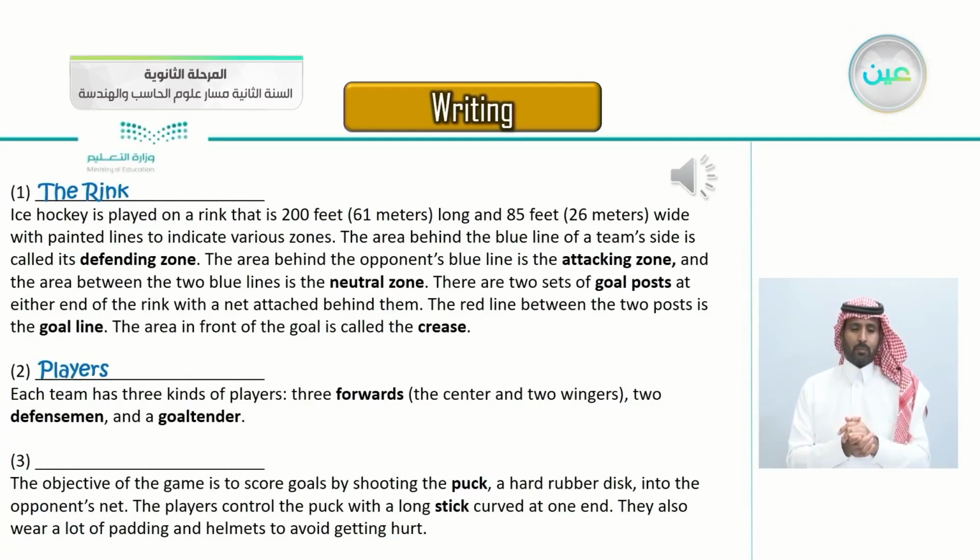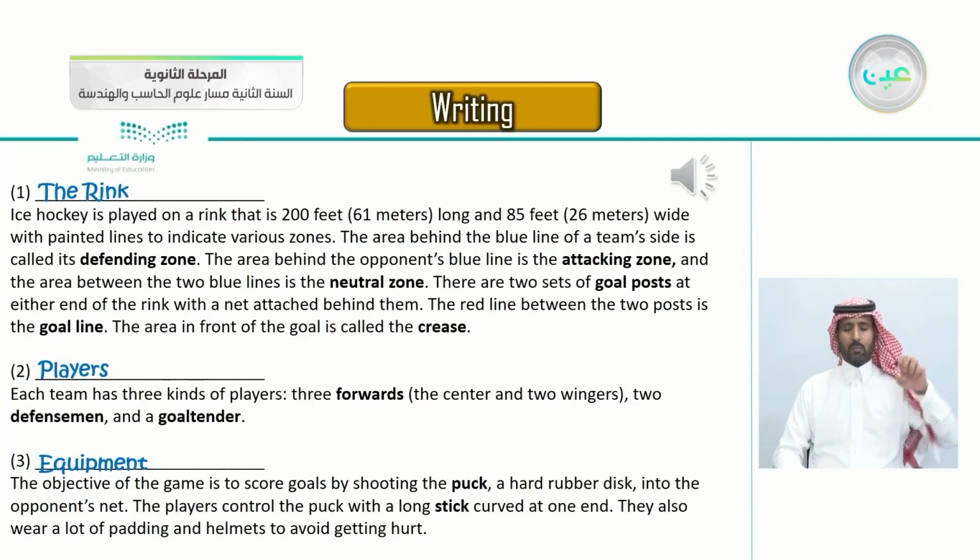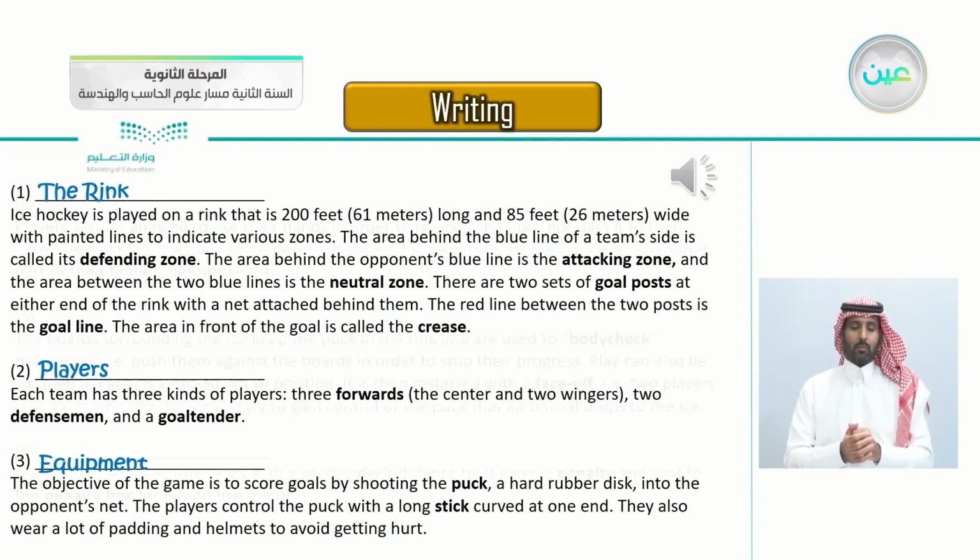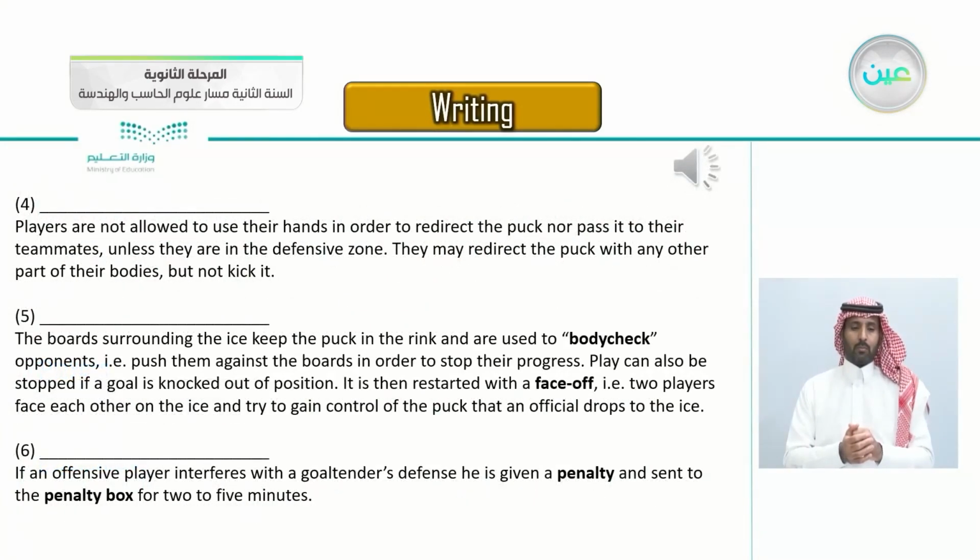What about number 3 here? The objective of the game. This is the equipment, using the puck, the stick, the helmet, the padding. So these are the equipment. So number 4, 5, and 6. Let's listen to this part of the article, then we will be answering each heading.